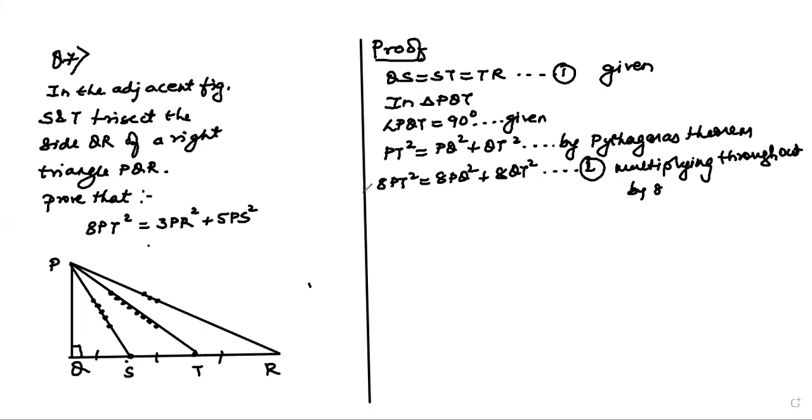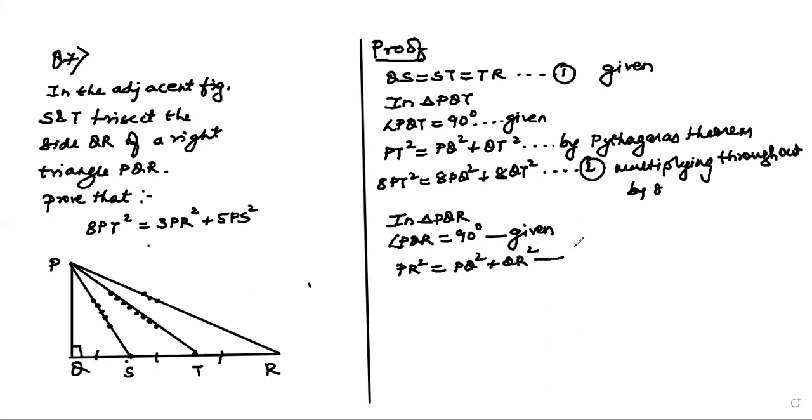Then, children, I got 8 PT square, but I want 3 PR square. PR is the side of right angle triangle PQR. So in triangle PQR, angle PQR is equal to 90 degrees, given to you, children. So what is it going to be? PR square equals PQ square plus QR square, by Pythagoras theorem. This is statement number 3, by Pythagoras theorem, children.